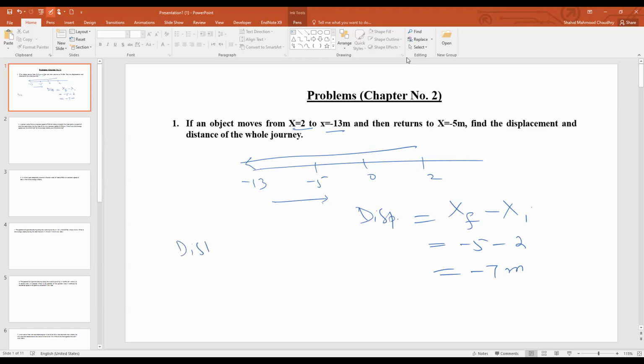And what is the distance? Just add these: 2 to 13, and then 13 to minus 5. What is the answer? Distance. Is it 20, Doctor? I think it will be 23. Why 23, Doctor? Why?